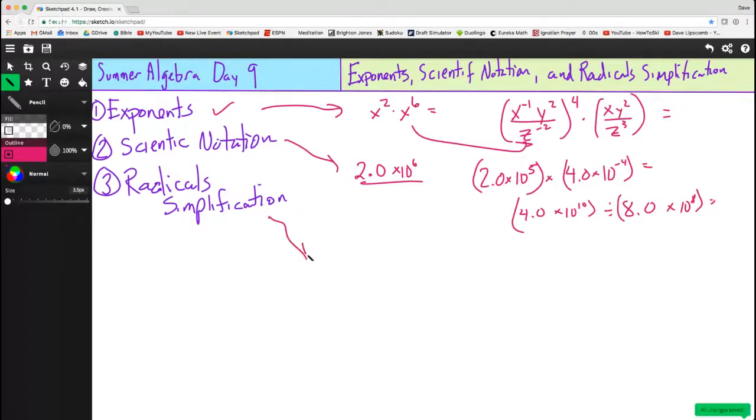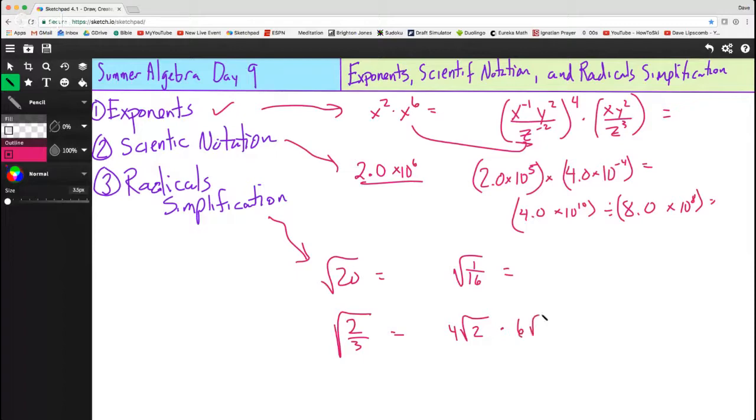And then finally, radicals and radical simplification is examples like, square root of 20 equals what? You got to simplify this. It gets more complicated, 1 over the square root of 16. More complicated is the square root of 2 over 3. And then more complicated is, 4 times the square root of 2 times 6 times the square root of 6. So this is what we're going to work on.